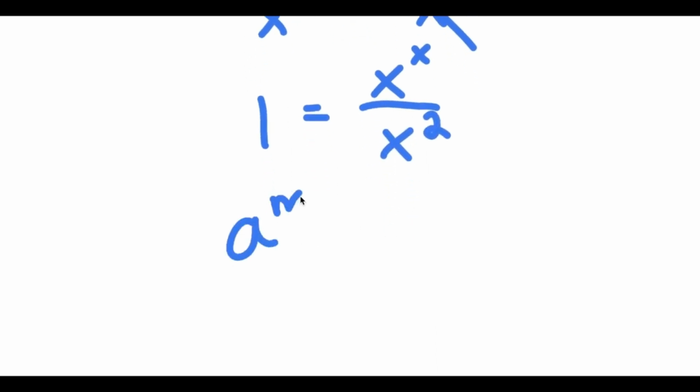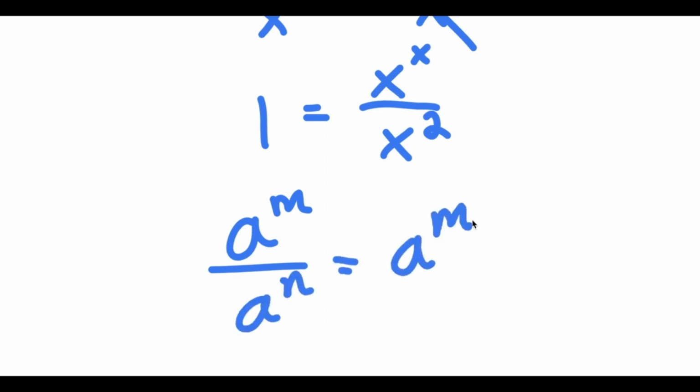Now if I have something from a to the power of m over a to the power of n, this is equal to a to the power of m minus n. So x to the power of x over x to the power of 2, this is going to equal x to the power of x minus 2.